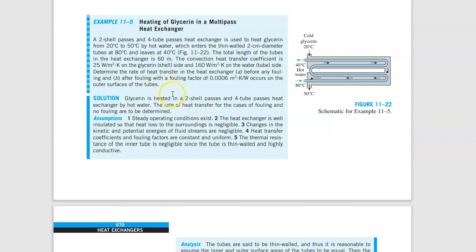So how to solve this one? What is the question? The question asks to determine the rate of heat transfer in the heat exchanger before any fouling, and also after a fouling factor of 0.006. This is given. So you need to find the Q dot. Given here, we have a convection heat transfer coefficient of 2.25 watt per meter on the glycerin side, and 160 watt per meter on the tube side.